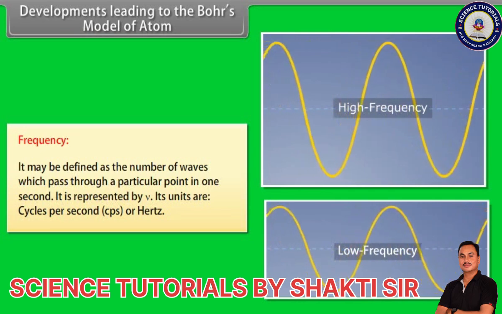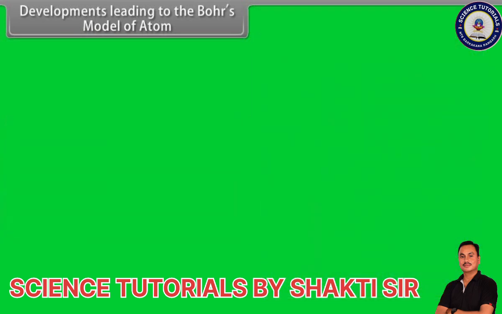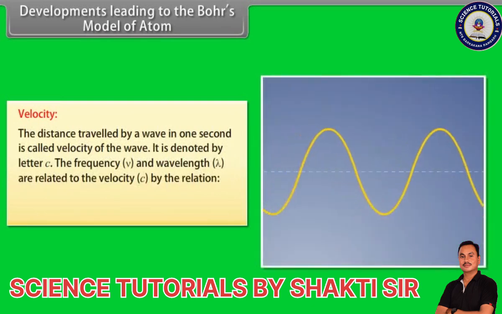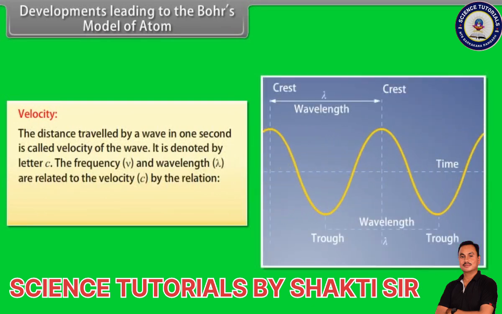It is represented by mu. Its units are cycles per second or hertz. Velocity: the distance traveled by a wave in 1 second is called the velocity of the wave. It is denoted by the letter c. The frequency and wavelength are related to the velocity c by the relation c = mu × lambda. Its unit is meter per second.